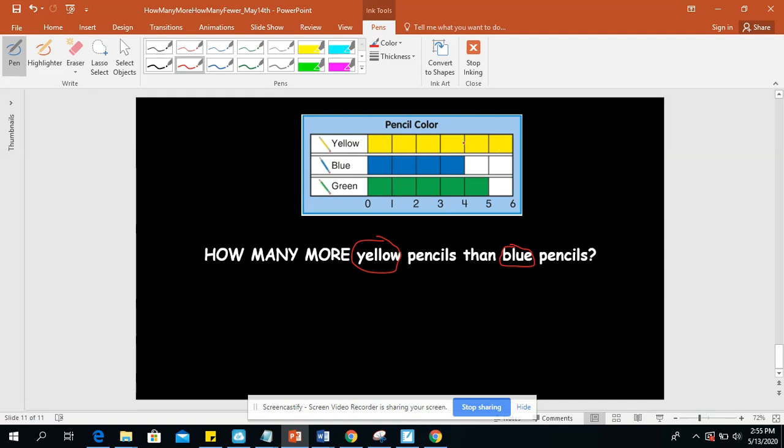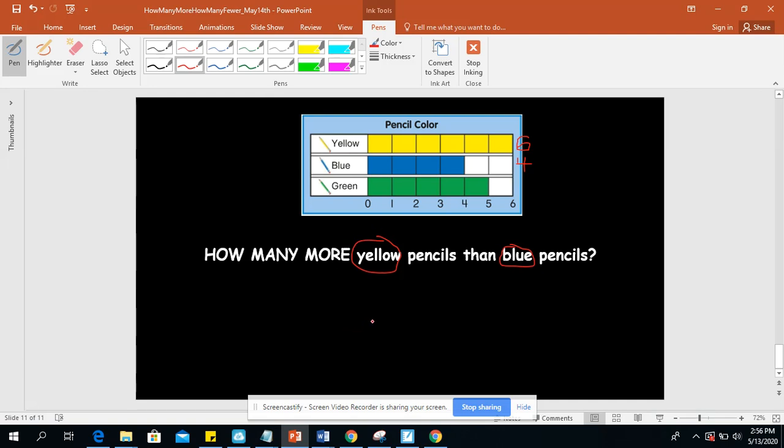We can see that there are 6 yellow pencils. And let's look at blue. 4 blue pencils. 6 is more than 4, so we know there are more yellow pencils, but how many more?